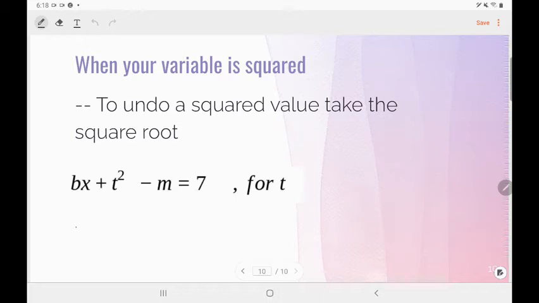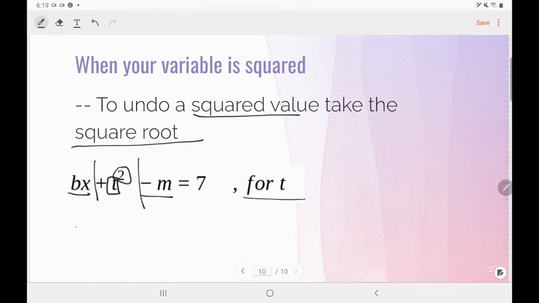Now, what to do if your variable is squared? To undo a squared value, you're going to take the square root. Remember that in your order of operations, exponents come first after grouping. So when you solve an equation, remember you're undoing order of operations, and so that's going to be the last thing that we do. So first off, for t, identify that variable t. I need to get rid of bx, the minus m, and the squared. And since the squared is the closest thing, remember, it's the last thing I get rid of. That means I need to get rid of bx and m.